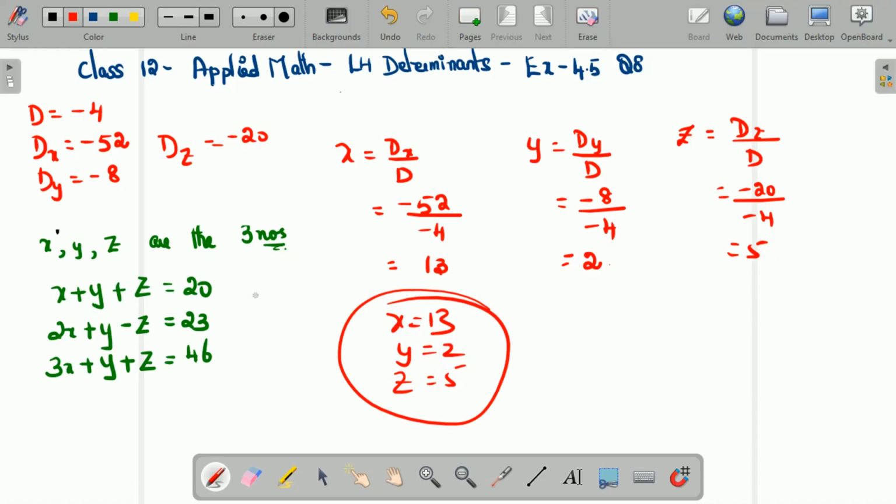for this particular problem. In the next video, we will find the solution for the 9th question in this exercise.